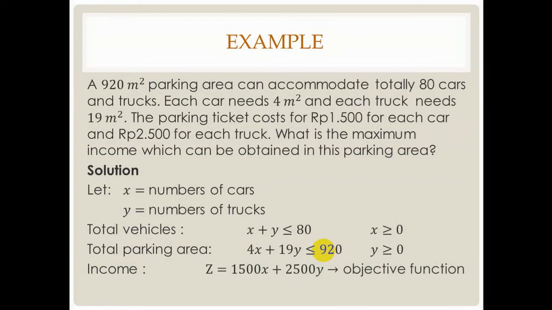And then we need to put the non-negative restriction. It is impossible, right, for cars to be negative and trucks to be negative. So we need to put here x more than or equal to 0 and y more than or equal to 0. And then from here, the owner of the parking lot will have income, right? The income is the objective function. Okay, from here I use z equals 1500x plus 2500y. So this is called the objective function, everyone. So from here we can draw a graph.